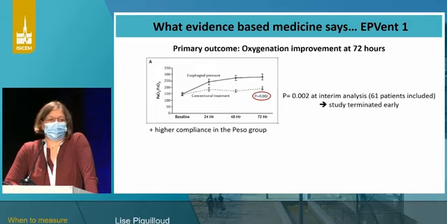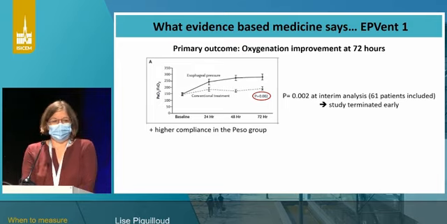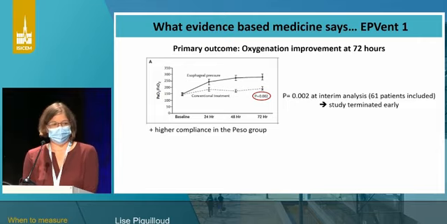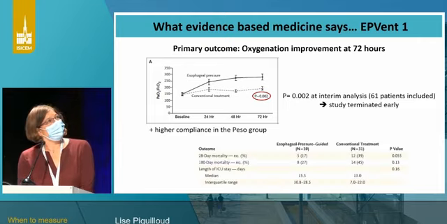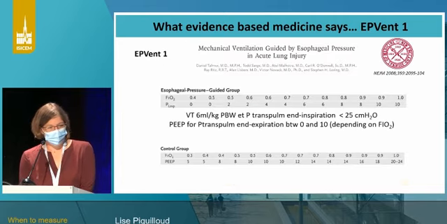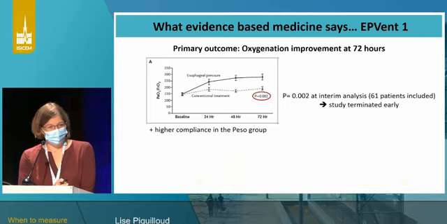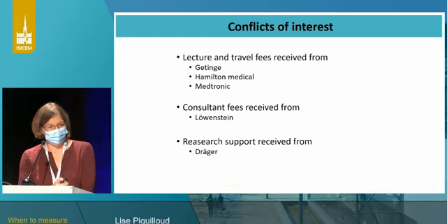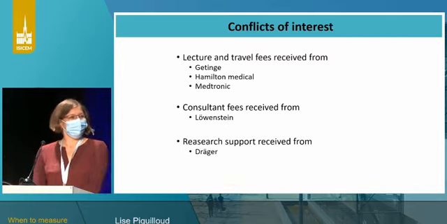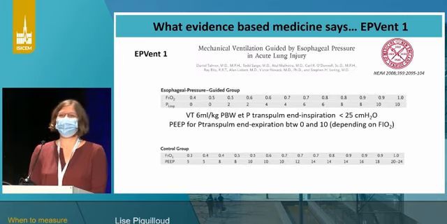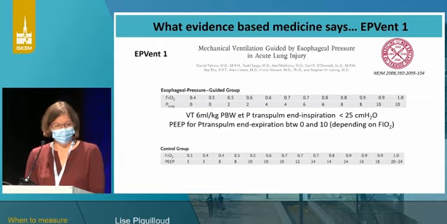First, we can look at what evidence-based medicine says. And there is the EPVent 1 study. The idea was to compare two strategies to titrate PEEP.